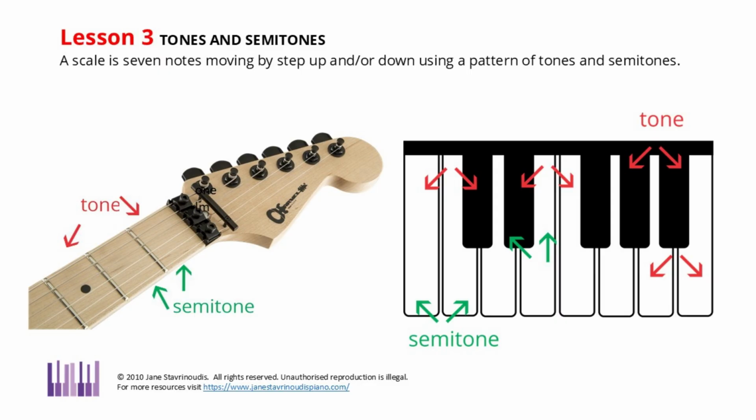Let's talk about tones and semitones. These are the terms we use to describe how far apart 2 notes are. From one note to the very next note is a semitone. 2 semitones are called a tone.